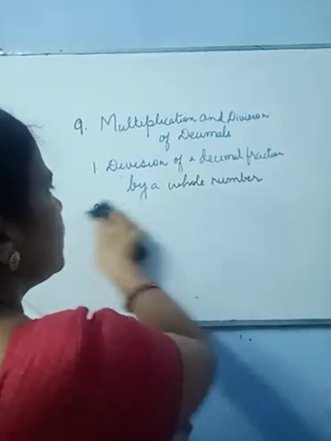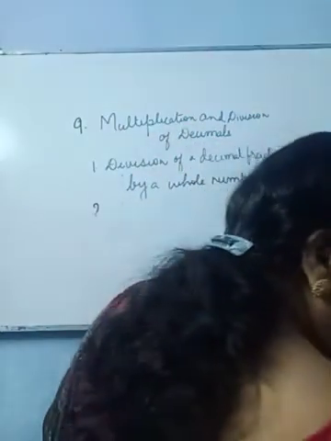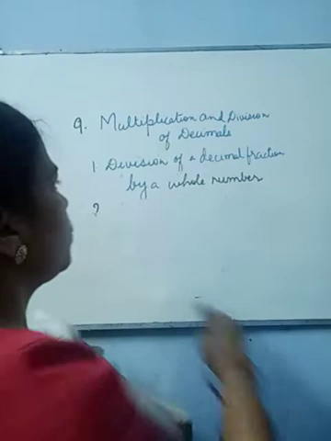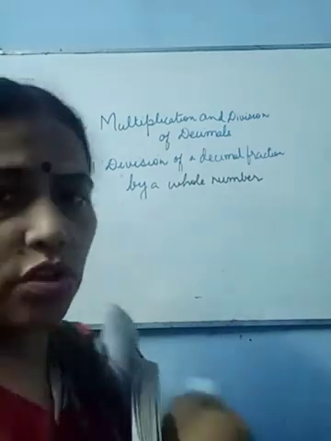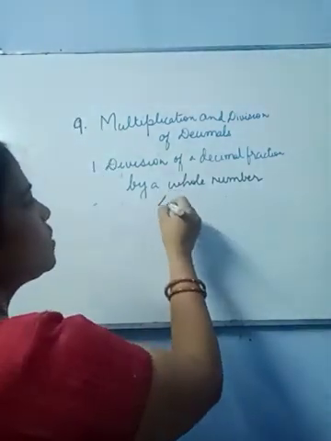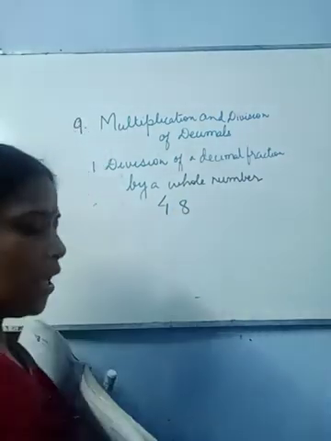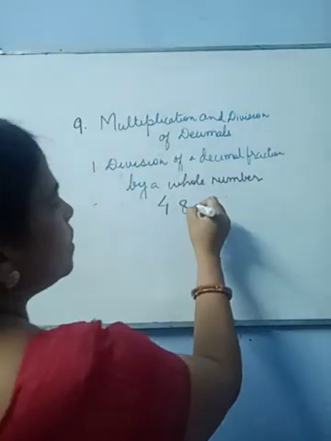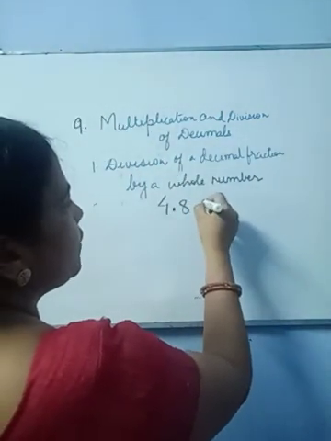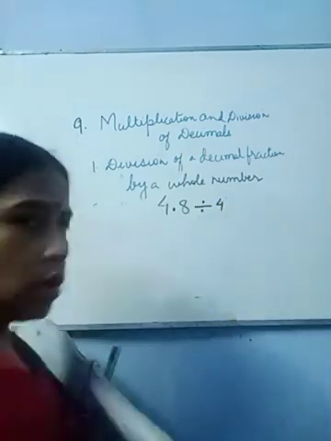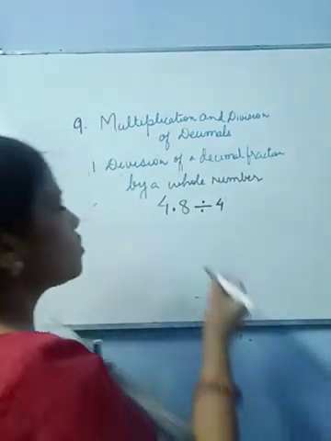Now, division of a decimal fraction by a whole number. How are we going to do it? So, decimal fraction, first of all let us see. Suppose we have a number 4.8. Now we have to divide it by 4, a whole number. Now how are we going to solve this?